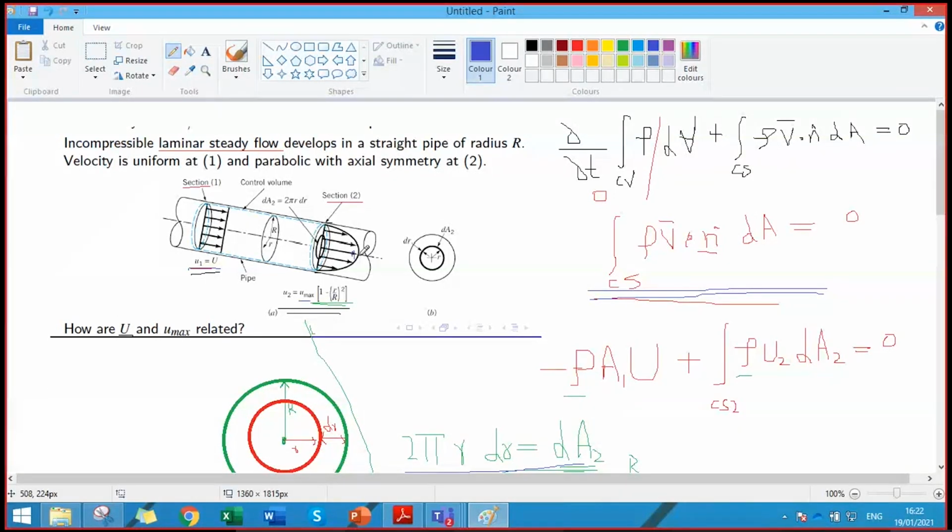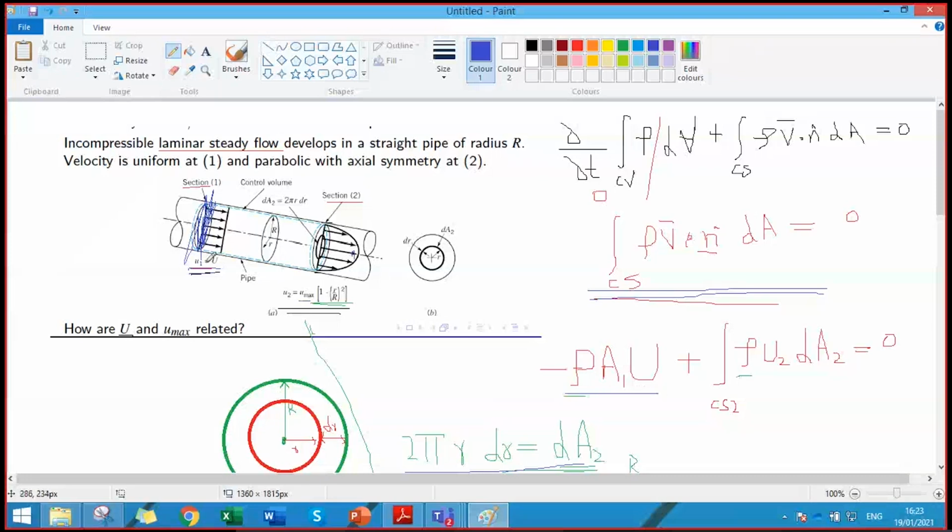Because the flow is steady, we have eliminated the first term, and we are only left with the second term of the continuity equation, that is the integral of the control surface rho v dot n dA should be equal to 0. When we look at the control surfaces, we see that we have two. One is this section 1 here. This is the control surface. It's a constant control surface and the velocity is constant also, so we can simply write it as rho A1 u, and since it's an inlet to the control volume, there will be a negative sign with it.